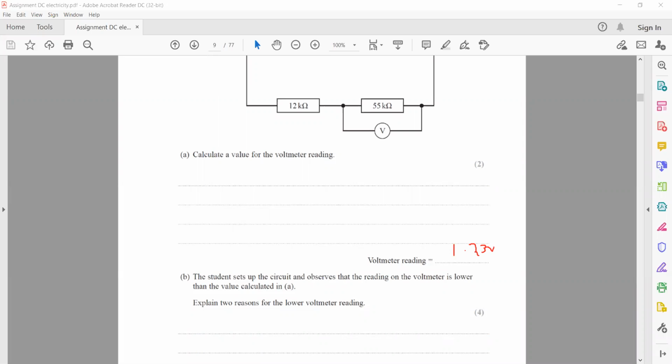Because what we neglect here in a circuit, we take an ideal condition that the component, the wire, the connection wire are not having any resistance. But in practical, they also have resistance, or the cell might have internal resistance, so some of the voltage drops internally. So what could be the two reasons why the value might be lower than the expected value?